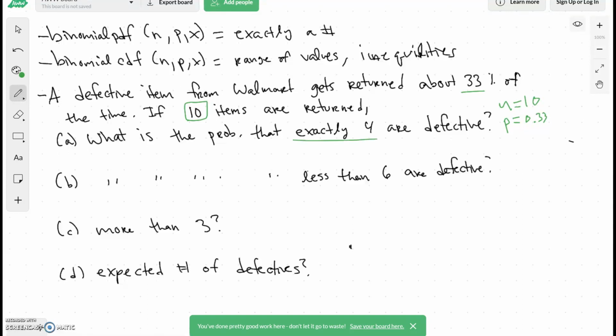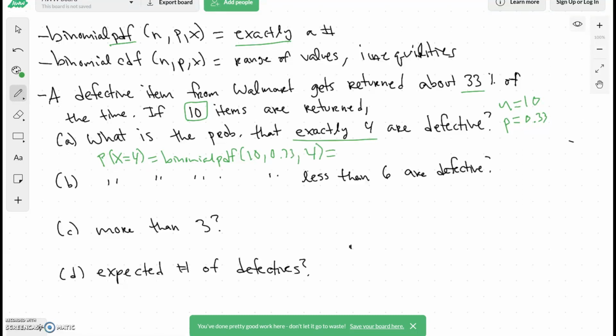Okay, perfect. So now we want to find the probability that exactly 4 are defective. This one's pretty easy because we just use exactly, which is denoted with binomial PDF. So we're going to use the probability of x equaling 4, where x is the number of defective items. All we're going to use is binomial PDF, and we know n equals 10, p equals 0.33, and x is equal to 4.